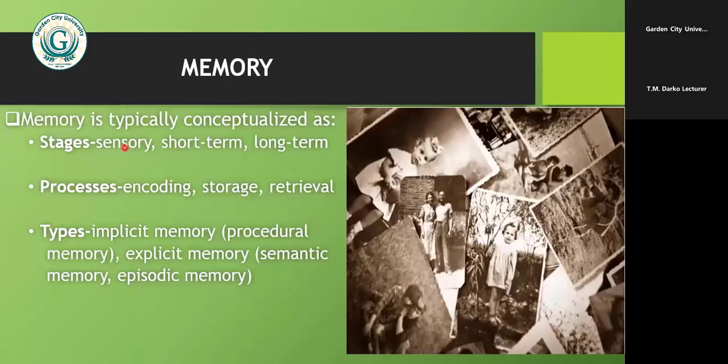Now, how would you store memory? Or how would you store information? It's either that information is using one of these organs we just spoke about.